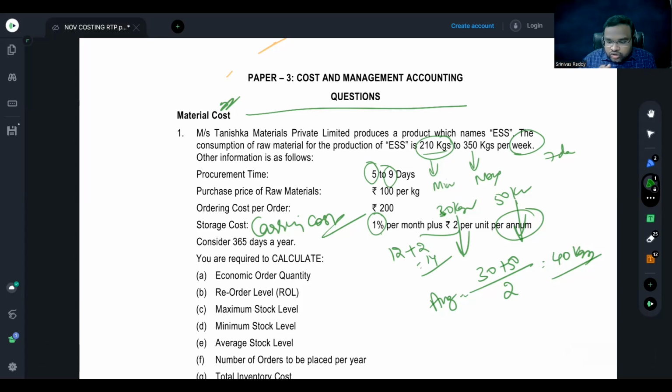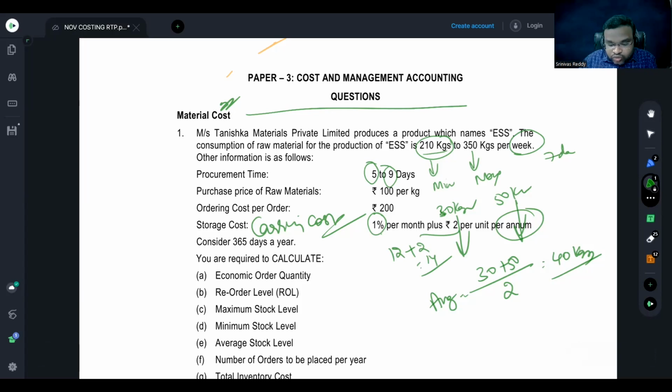Clear? So my purchase price is 100 rupees. Ordering cost per order is 200. Inventory carrying cost 1% per month, which is 12% per annum, plus 2 rupees. One is in terms of percentage. Second one is a fixed number. So 12 rupees plus 2.